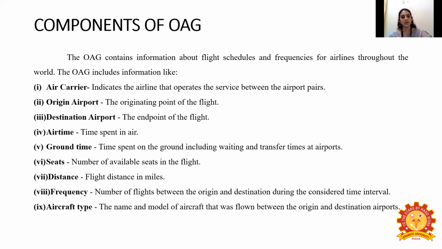And ground time. Ground time is the time spent on the ground, including waiting time and transfer time, especially at the airports. This also highlights the number of seats available in a flight, which is normally only known to the concerned airline. Even travel agents may not be able to know this, but the Official Airline Guide gives all this information. And the distance covered in miles, so the duration along with the distance covered. All these aspects help an agent or an airline plan the travel itinerary for any passenger.